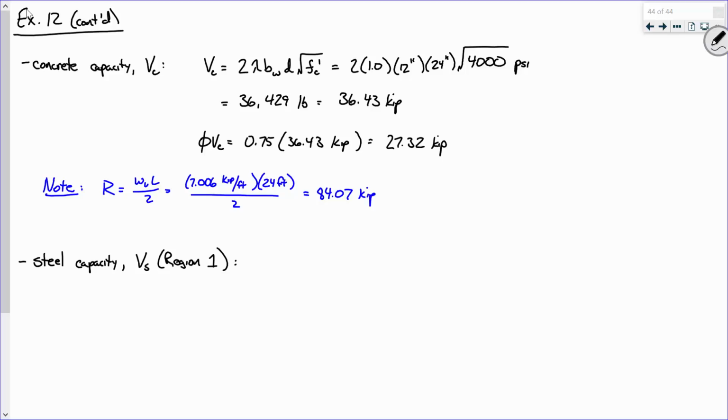So for region 1, what is the stirrup spacing? 4 inches. I was getting ready to write it. So V sub S, given a stirrup spacing of 4 inches, how do I compute V sub S? You tell me. You tell me.